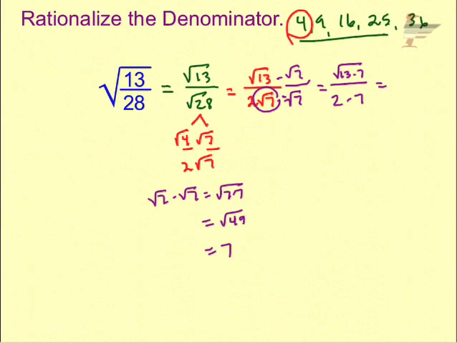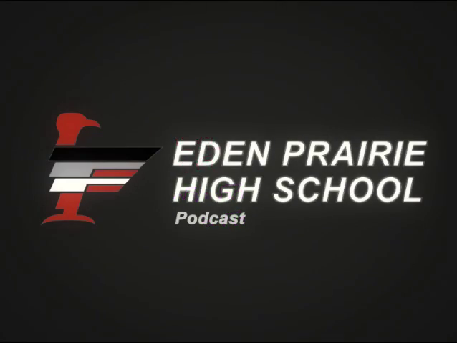We can do 13 times 7 is 91, so we have the square root of 91 over 2 times 7, which is 14. And then the last thing we want to think about is, can the square root of 91 be reduced? Do any of those perfect square numbers fit into it? And they don't. So our final answer is the square root of 91 over 14.